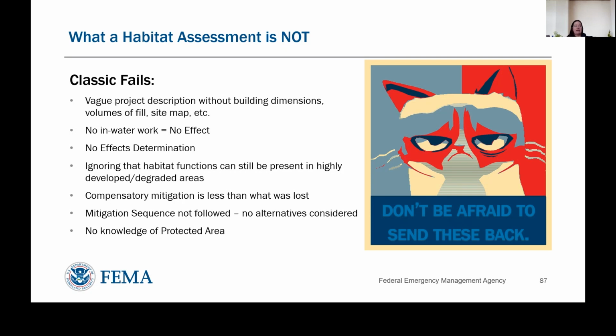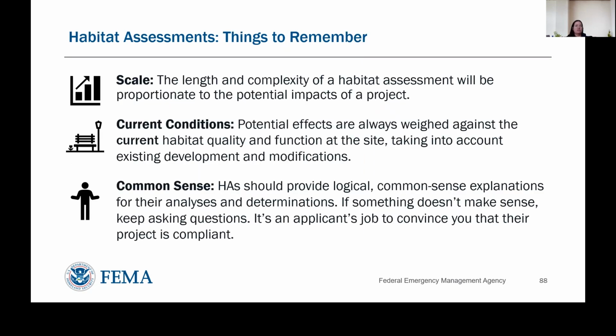Any of these problems mean that the habitat assessment you received is not adequate to your needs, to give you the information you need to make your decisions. So to sort of wrap up this module, here's some important things to remember about habitat assessments. The first being scale. The length and complexity of a habitat assessment needs to be proportionate to the potential impacts of that project. And this is really important because not every project is going to require a 150-page habitat assessment, right? Some of them will, but what does that depend on?